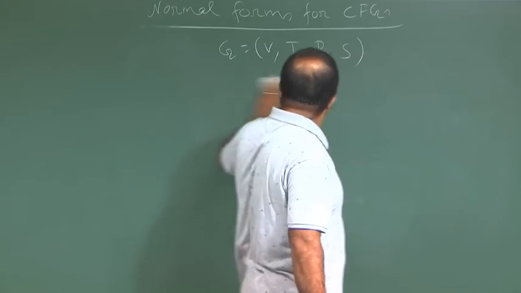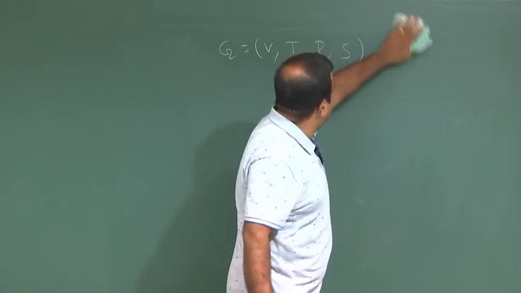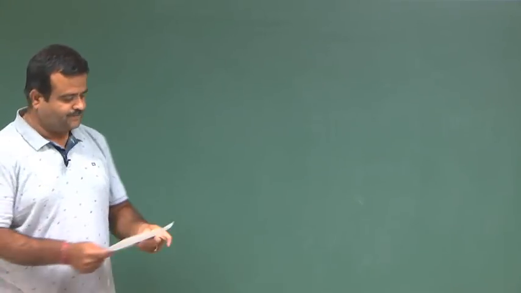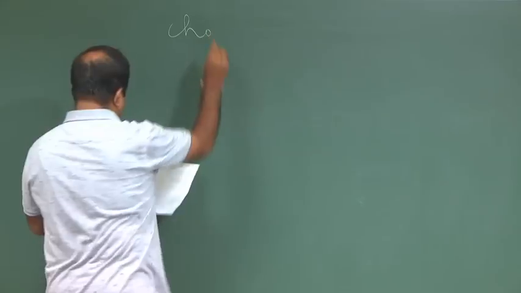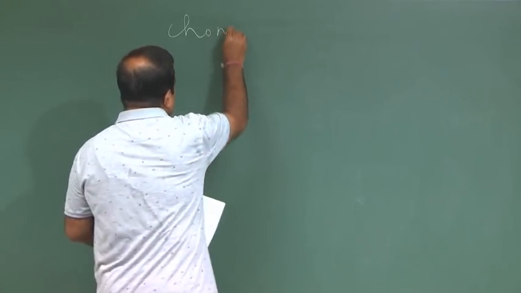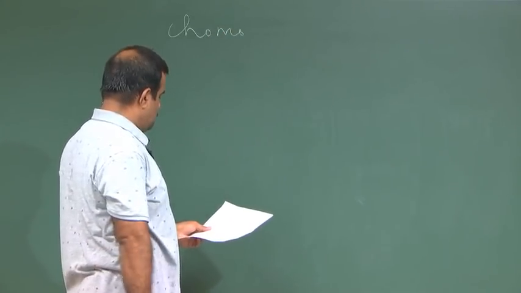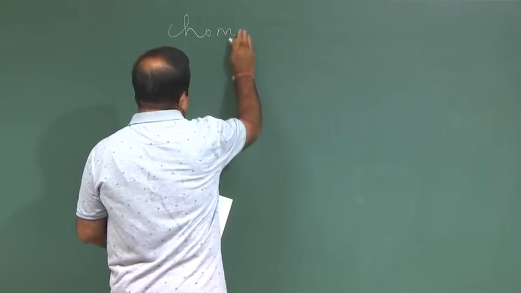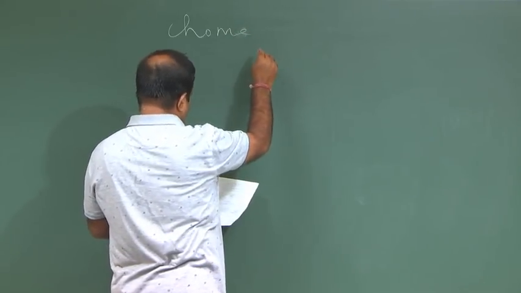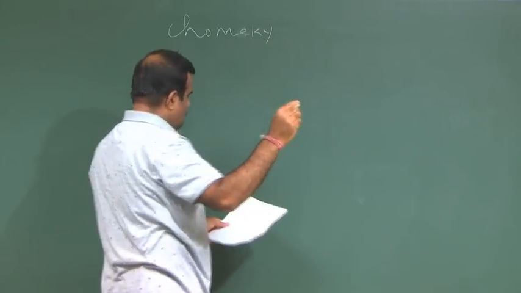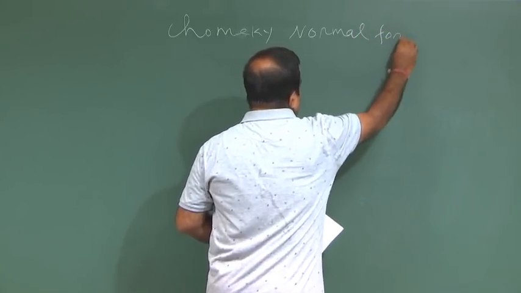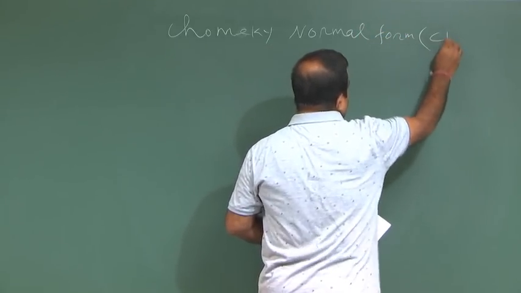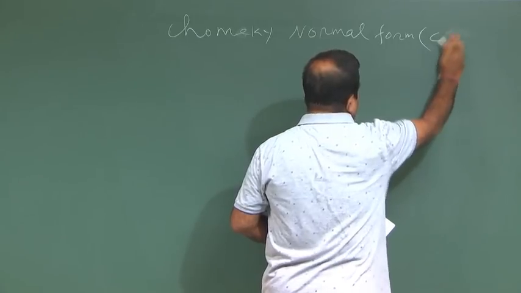Now we will define two forms of normal form. One is CNF, the other one is GNF. This is called Chomsky normal form, in short CNF.